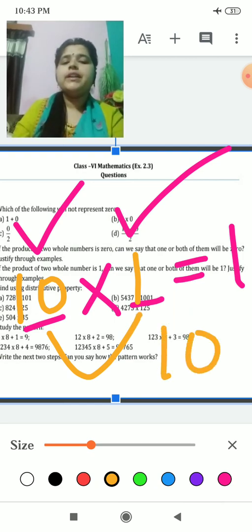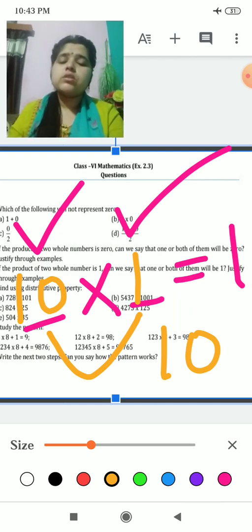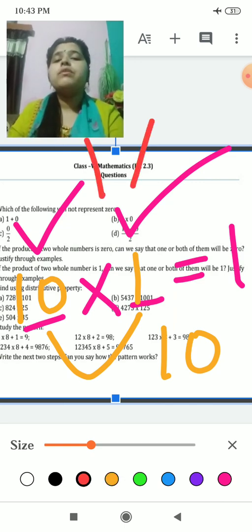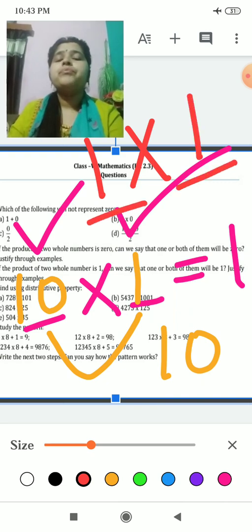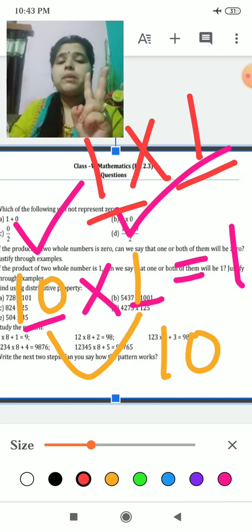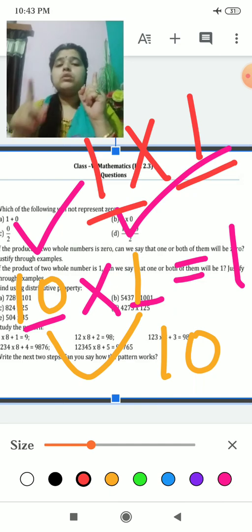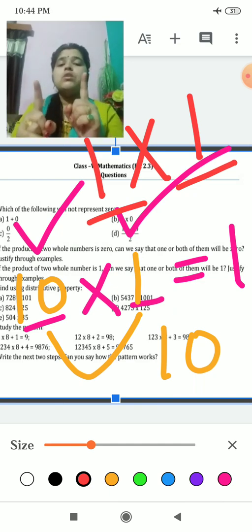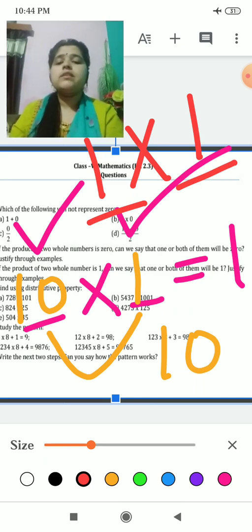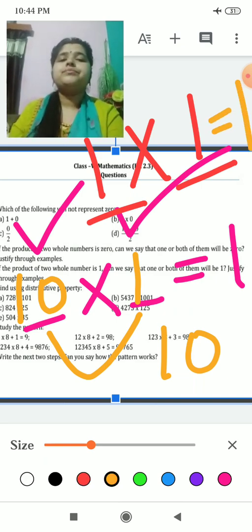You will get 10. So it is not possible that only one number is 1. We should have both the options as 1. If both the numbers are getting multiplied by 1, it means both the whole numbers are 1 and 1. Then only are we able to get the answer as 1.